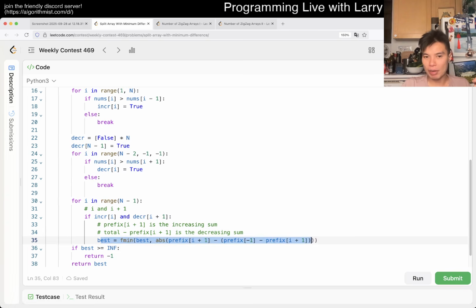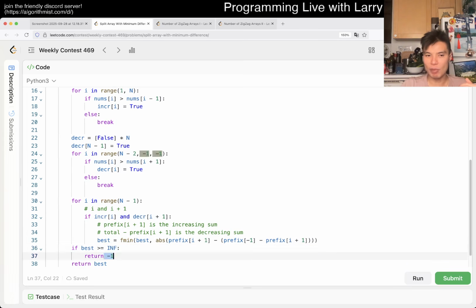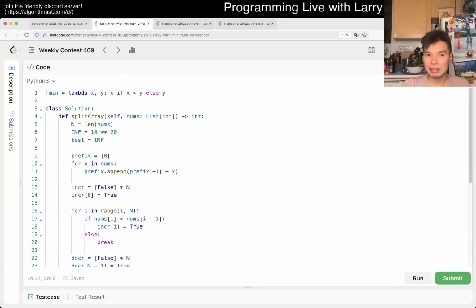and then take the min of all the possible cases, assuming that they're both true. And then take the min. If it's not possible, if it stays infinity, return -1. Otherwise, you're good.